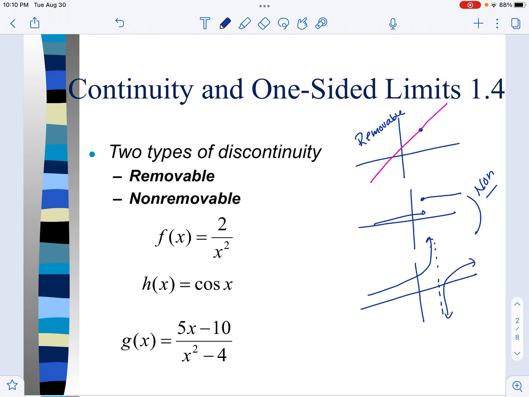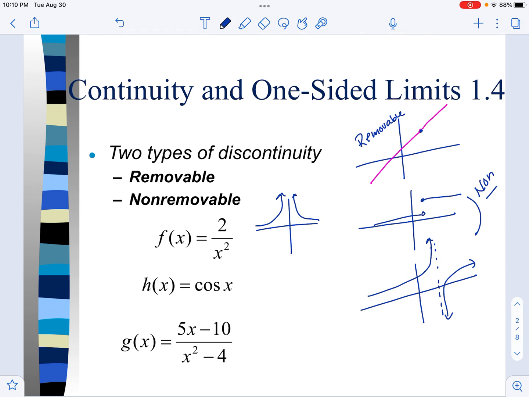If you graph this first one, we're going to have a function that looks something like this. You can see here that it gives you an asymptote at 0, because it's undefined when x is 0. That tells you that this is a non-removable discontinuity. So it is not continuous because it has that asymptote there.